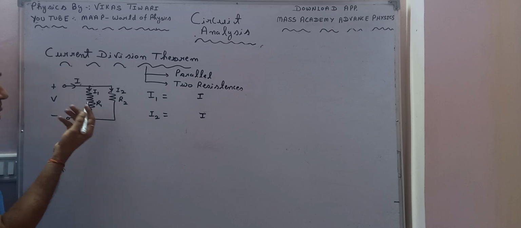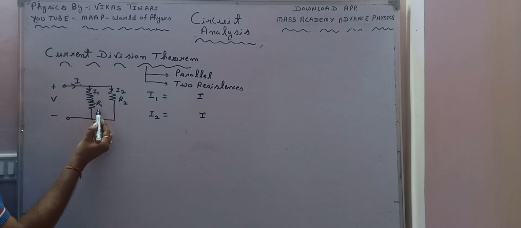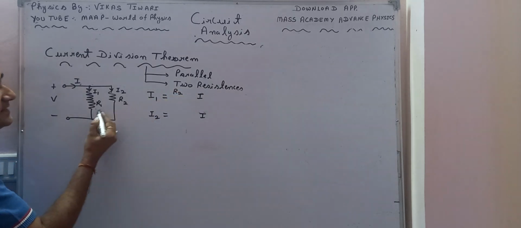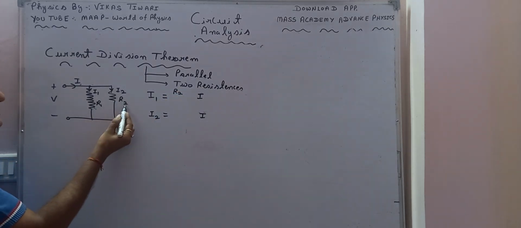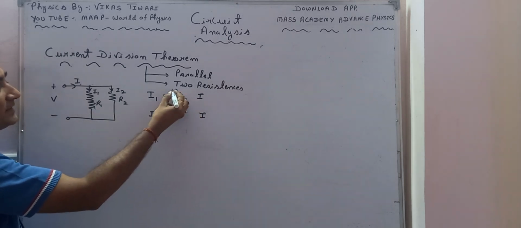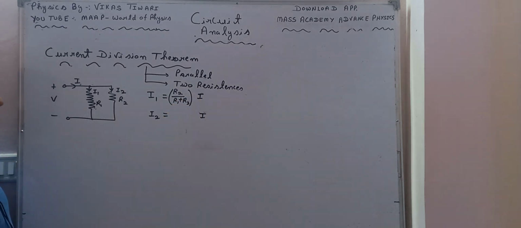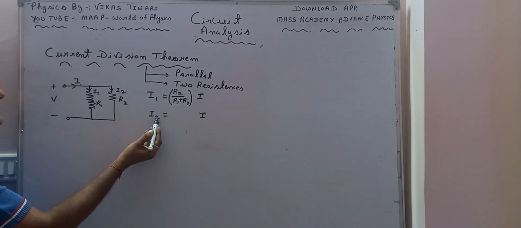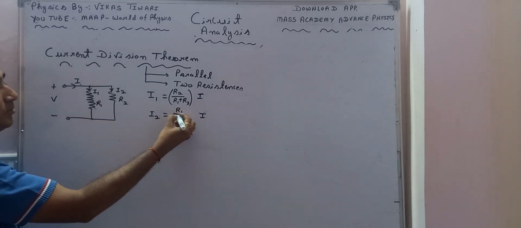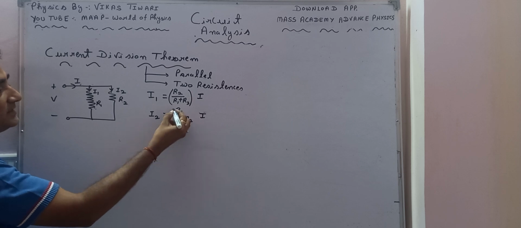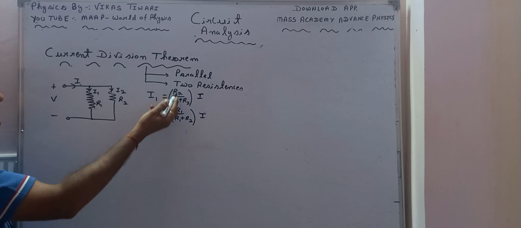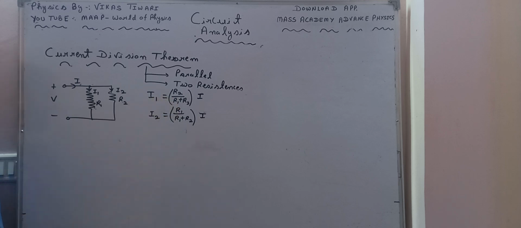Here we have to observe that I1 is the current through R1, but we have to put the value of the resistance which is in front of R1. So resistance R2 is in front of R1. So we say I1 is R2 upon the sum of both the resistances, R1 plus R2. Similarly, to calculate I2, the resistance in front of R2 is R1, so I2 is R1 upon R1 plus R2. This is the caution we have to take while putting the values of R2 in I1 and R1 in I2.